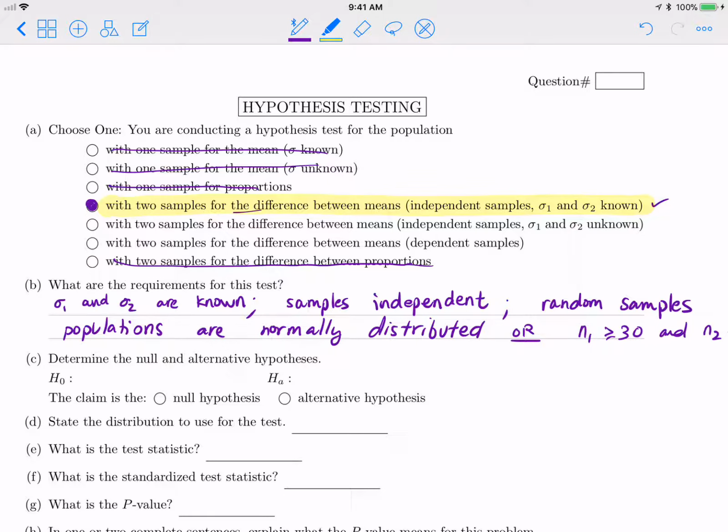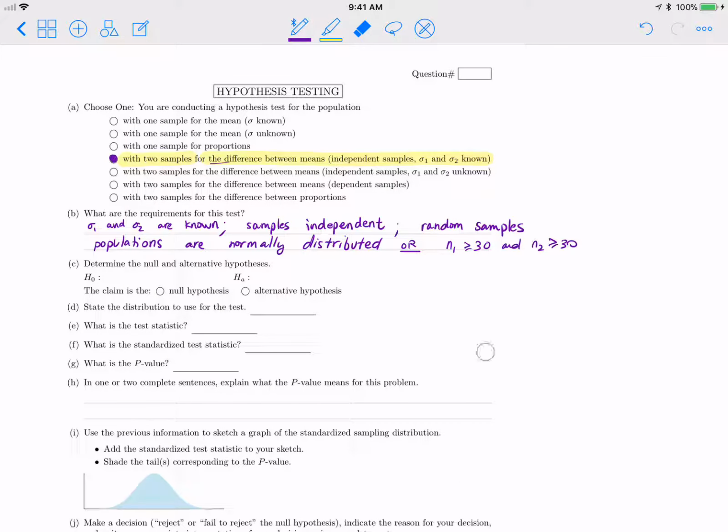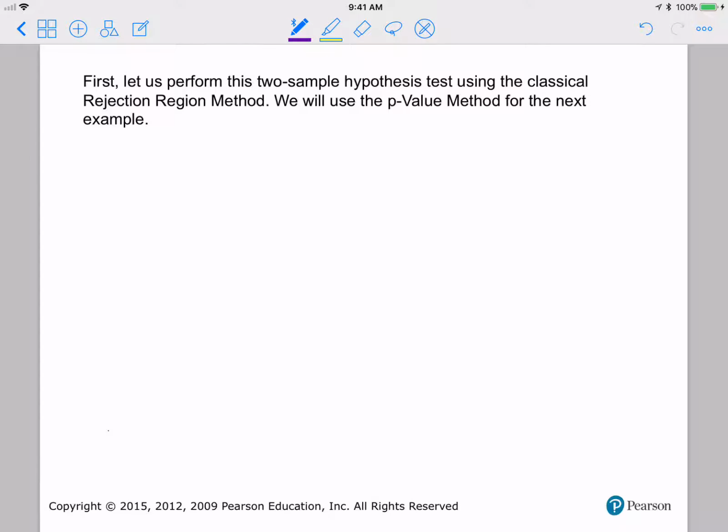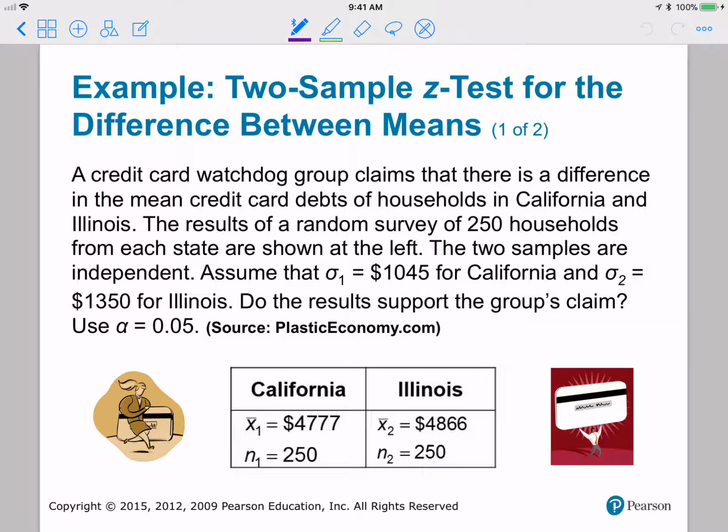And the requirements for the test, we wrote these yesterday and they're still valid. Sigma 1 and sigma 2 are known. The samples are independent. The samples are random. The populations are both normally distributed, or the sample sizes are both greater than or equal to 30. Okay, so now let's redo this part about determining the null and alternative hypotheses. It's the same method that we used in Chapter 7, which is a 1-sample hypothesis test. So we look at the claim.